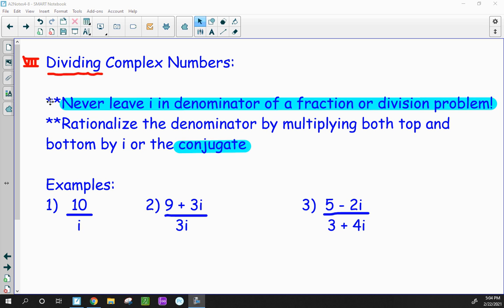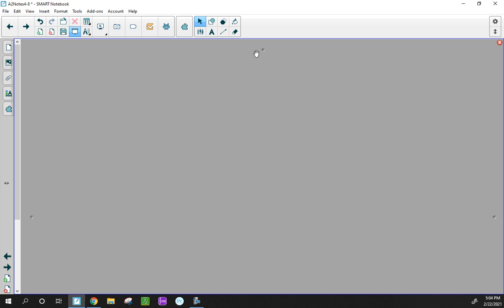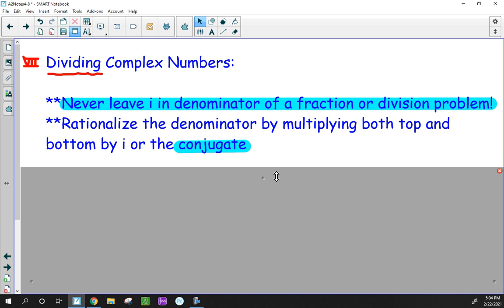Algebra 2. Today, one learning target is on I can divide complex numbers, and the strategy you're going to use for this type of problem. First of all, never leave i, the imaginary number symbol, in the denominator or the bottom of a fraction or division problem. Make sure you never give me an answer where i is in the bottom of the division problem or answer. Secondly, you're going to rationalize.